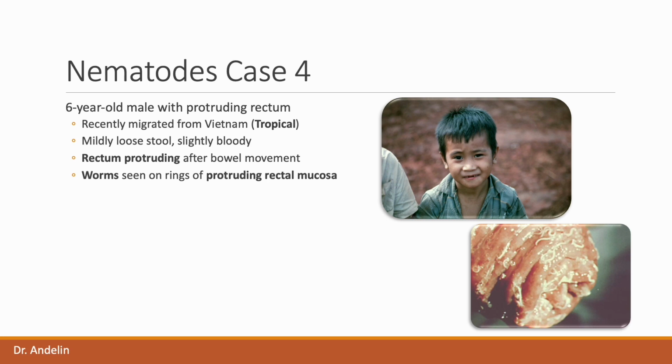Here we have a 6-year-old male with complaint of protruding rectum. He recently migrated from Vietnam, which is a tropical country. He's been having some mildly loose stools with a small amount of blood in it. Parents note that his rectum seems to protrude after bowel movements. Additionally, there appear to be worms seen on the rings of his protruding rectum. This is a case of Trichuris trichiura, also known as whipworm.